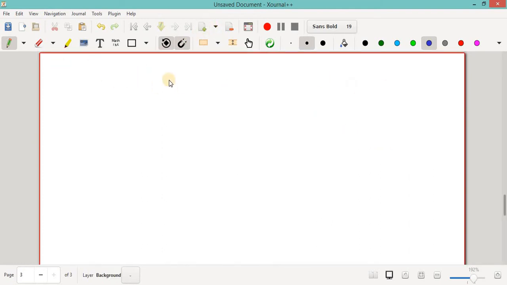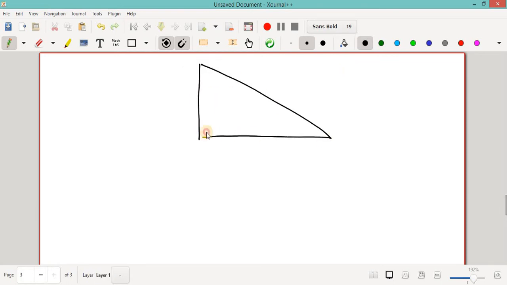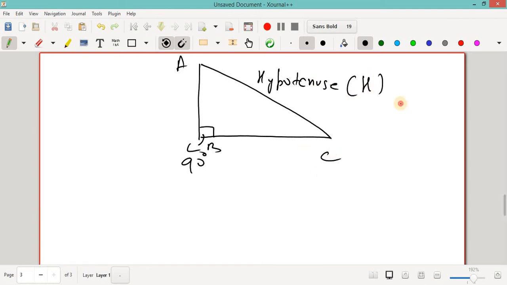Now this is my diagram. Let me draw a diagram. This is my figure. This is my 90 degree. So if this is my 90 degree, then the side opposite to 90, that is this one, will be the hypotenuse, fixed. This is hypotenuse, or H. Now if I take this as my angle to find, this is my theta. So the side that is connected to theta, that is your BC, will be my base, or we will call it B.